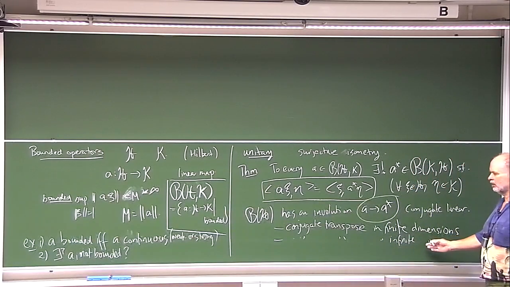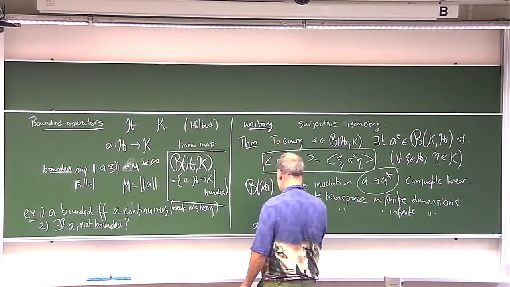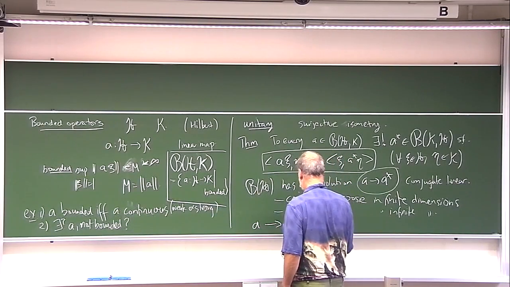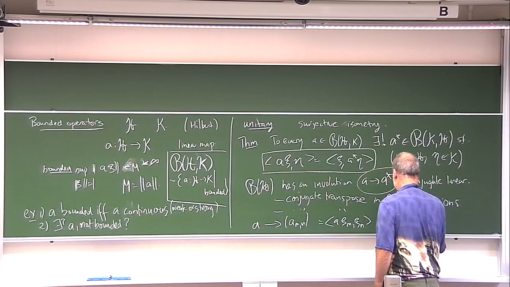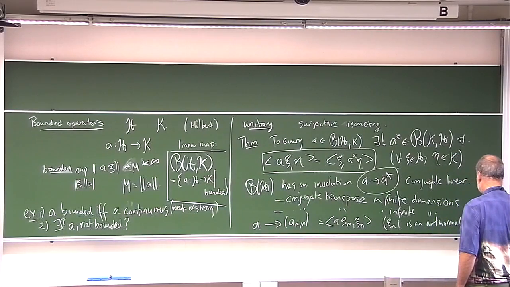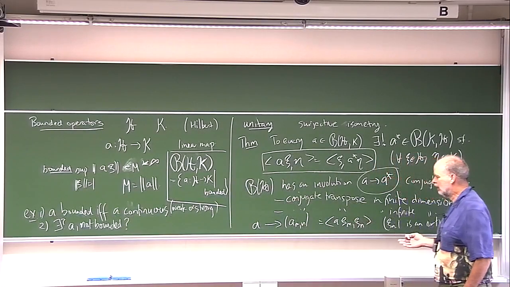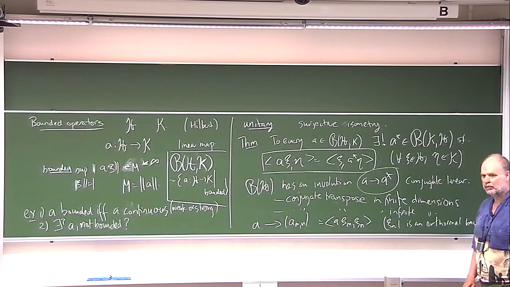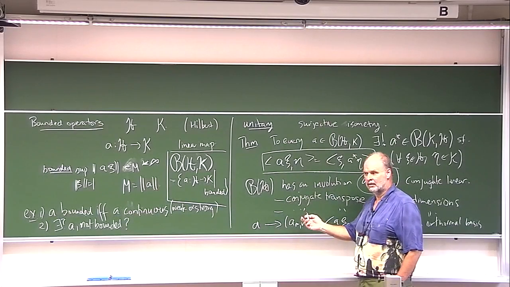But I have to be a bit more careful here. The first thing is that any A belonging to B of H has a matrix form, which is A_mn. And this, by definition, is the inner product of A psi_m with psi_n, where psi_m is an orthonormal basis. So it's obvious that any bounded operator is specified by a matrix, and the star operation is the conjugate transpose for this matrix. What's much more subtle in infinite dimensions is which matrices define bounded operators. That's not so obvious at all.